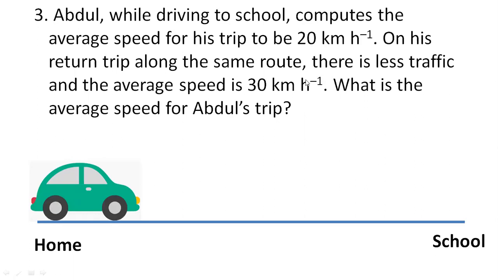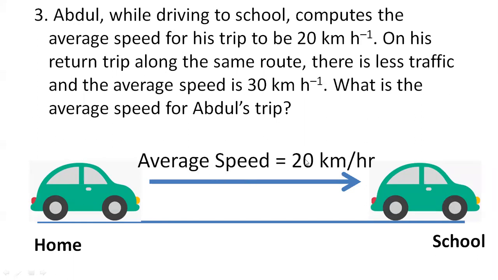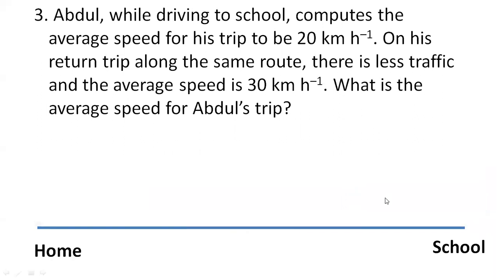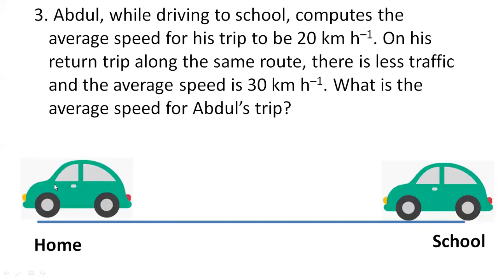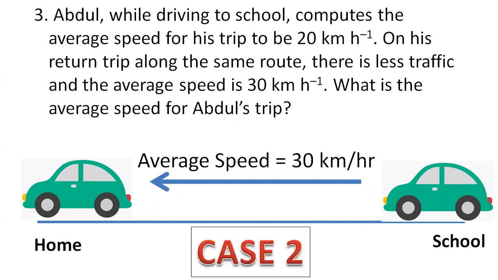Now this car, initially going from home to school, what is the speed? 20 km per hour, right? So he has reached from home to school, and this particular speed is given as 20 km per hour. Average speed for this case, from home to school, is 20 km per hour. This is case 1. What about the second case? In case 2, that person is traveling from school to home. And what is the speed? 30 km per hour. Let us just say this is case 2.